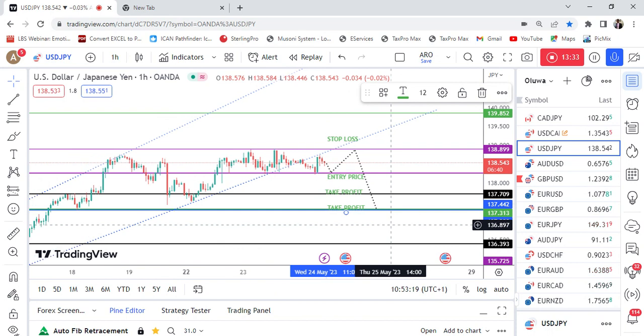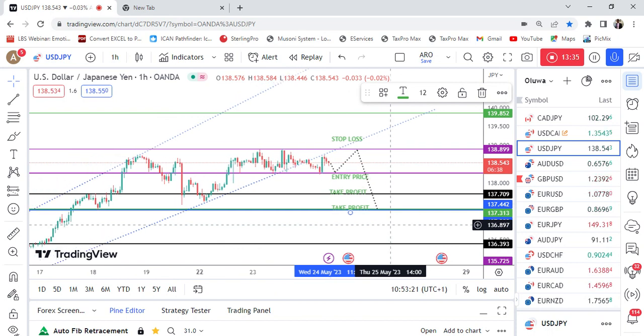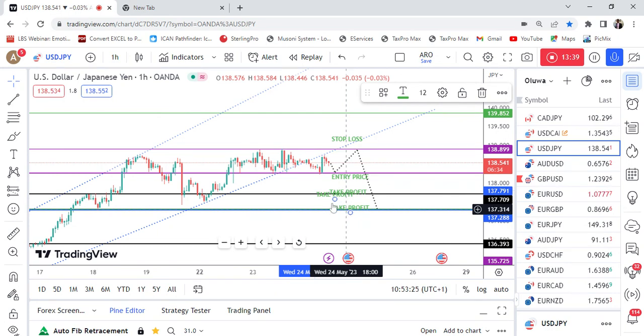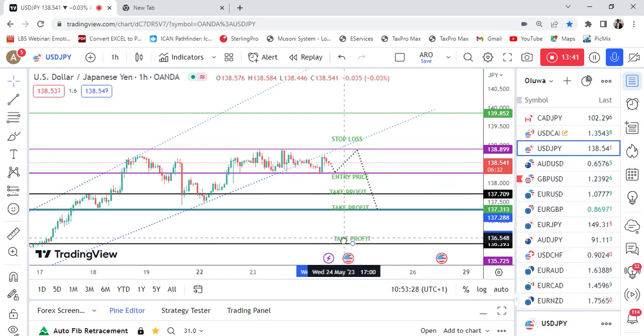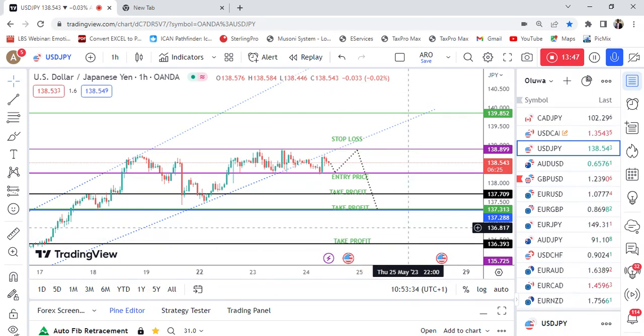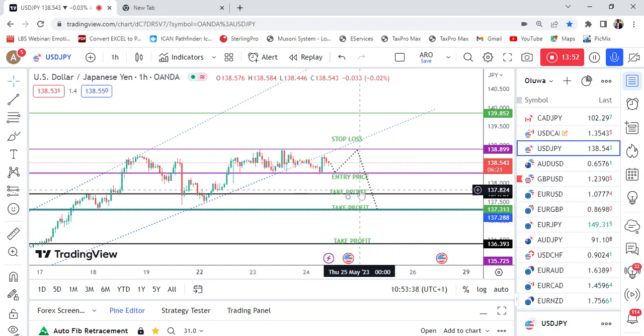So I believe you understand what you are doing. Then there's still another one here as well. Let me do another one here, because the market may come down to this area. So that's our area of take profit from here. The first one is TP1 here, TP2 here, and TP3 here.